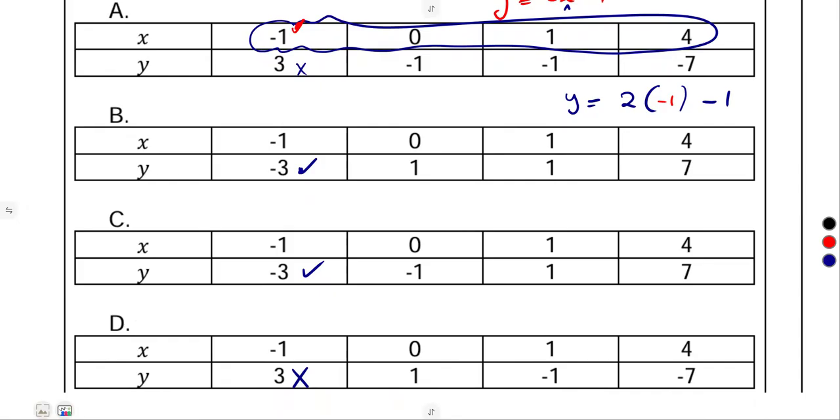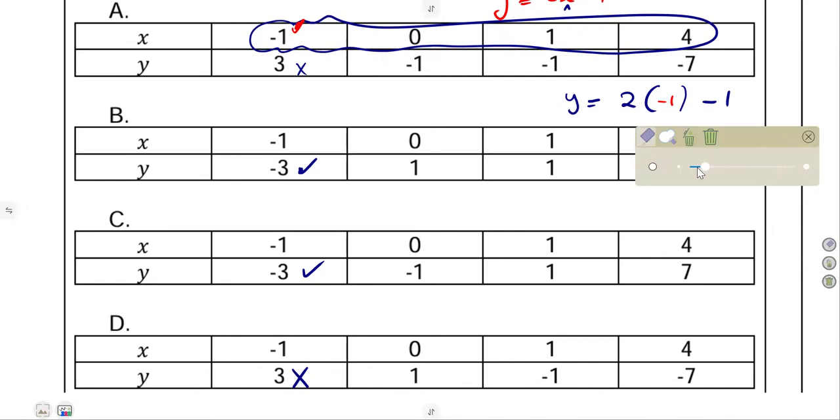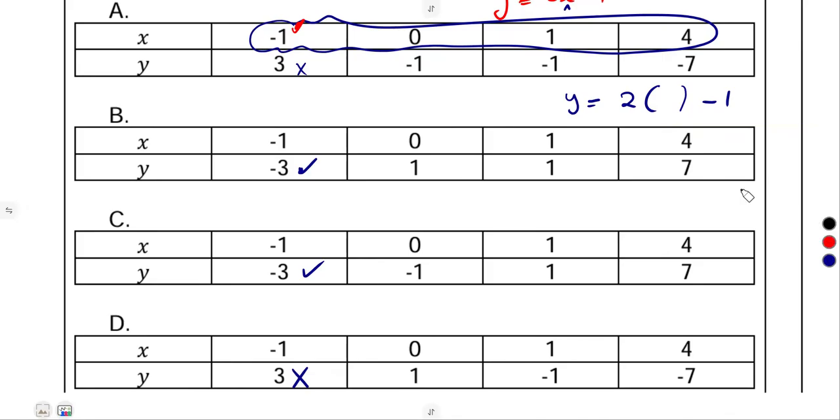Okay, let's move on. When x is 0, you substitute in place of x. We're going to put a 0 here. That's 2 times 0, which is 0, minus 1. So our answer was supposed to be negative 1. Guys, once the first one is wrong, it means table A is not part of our answers, and table D is not part of our answers.